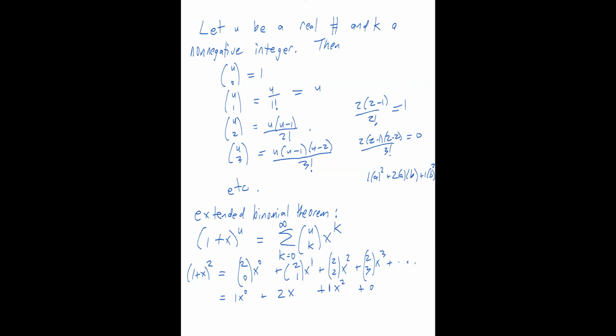So what we get is 1 plus x squared is equal to 1 x to the 0th, which is just 1, plus 2x plus 1x squared. Now, if I go to the formula for a plus b squared and put that in, it should be 1 times a squared, which is 1, plus 2 times a, which is 1, times b, which is x, plus 1 times b squared, which is x squared.